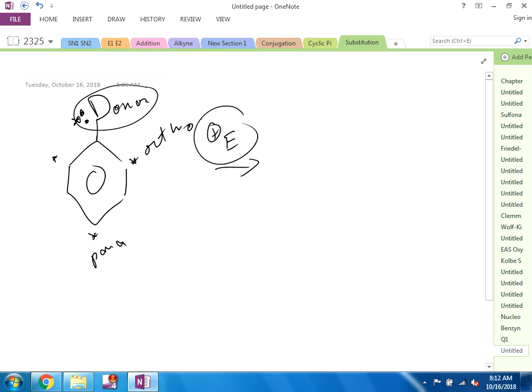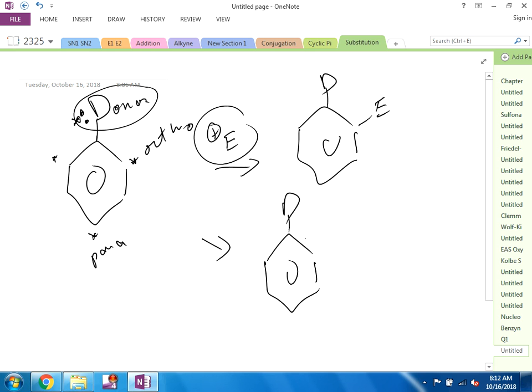And so if the groups, both the donor and this, are small, then what would be the predominant product? But if there's any steric hindrance, what's the predominant product? Which one? The para. So that's easy to predict.